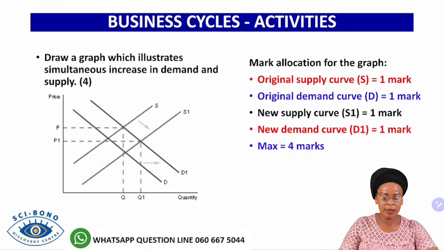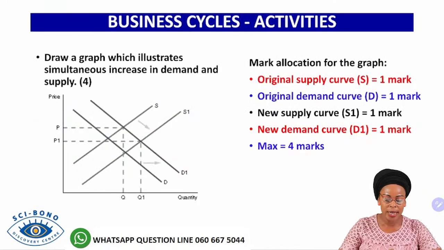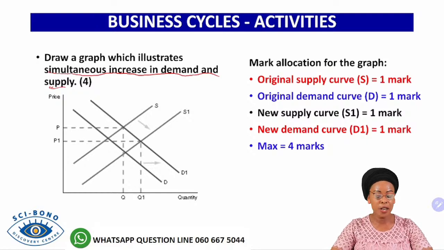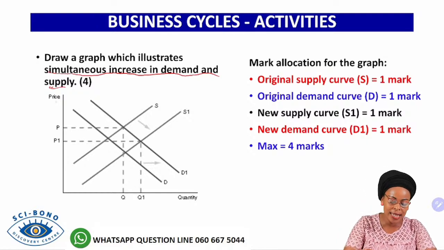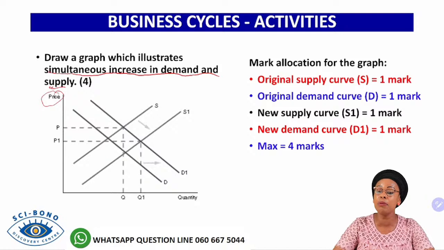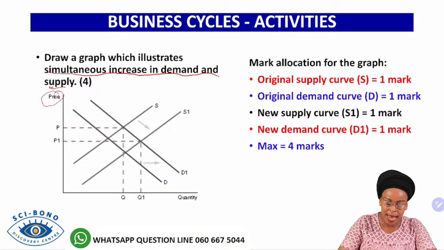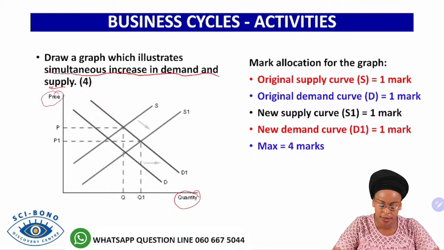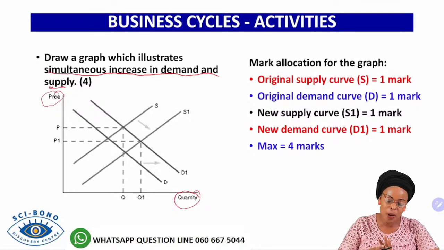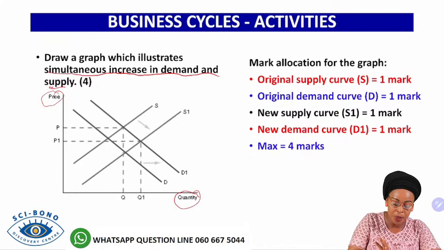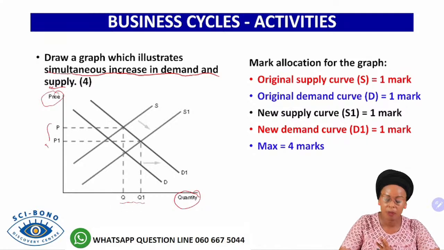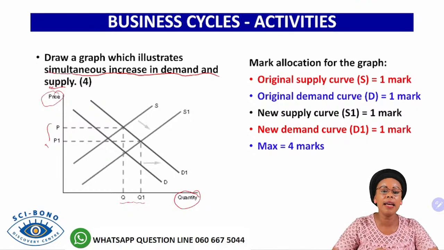The last question: draw a graph which illustrates a simultaneous increase in demand and supply. When you draw this graph, make sure that the vertical axis is labelled as the price axis, and the horizontal axis is the quantity axis. So first, start with the original. Also label the axes here. I will mention it when I've plotted the demand curve.